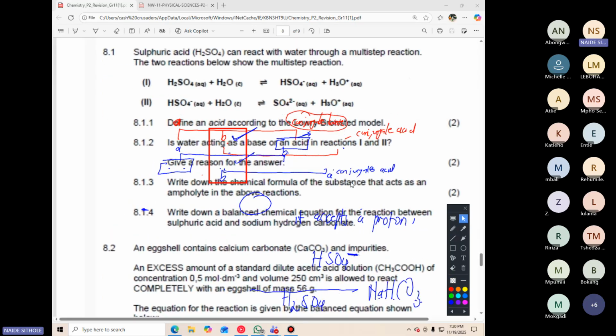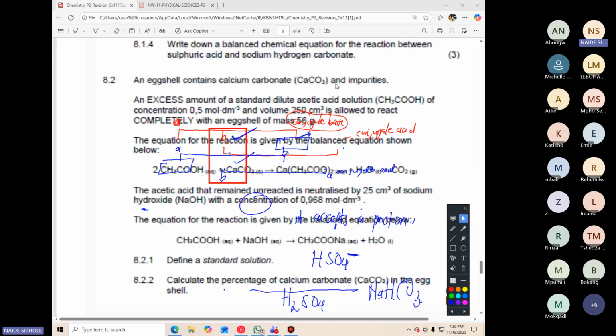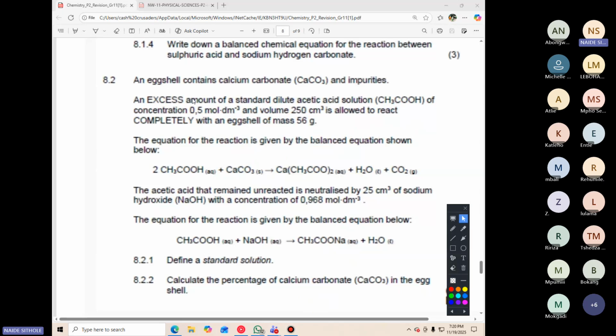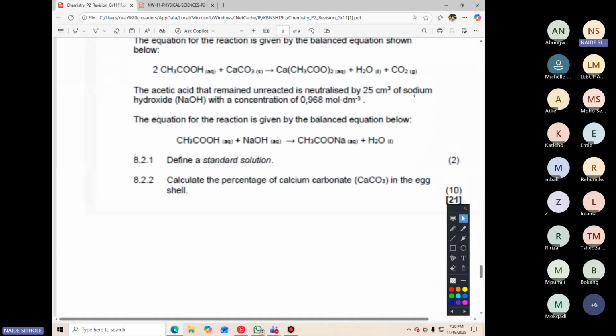Okay, then an eggshell contains calcium carbonate and impurities. An excess amount of standard dilute acetic acid solution of concentration 0.5 mole. So we know it's one of those calculation questions that we're going to be dealing with.